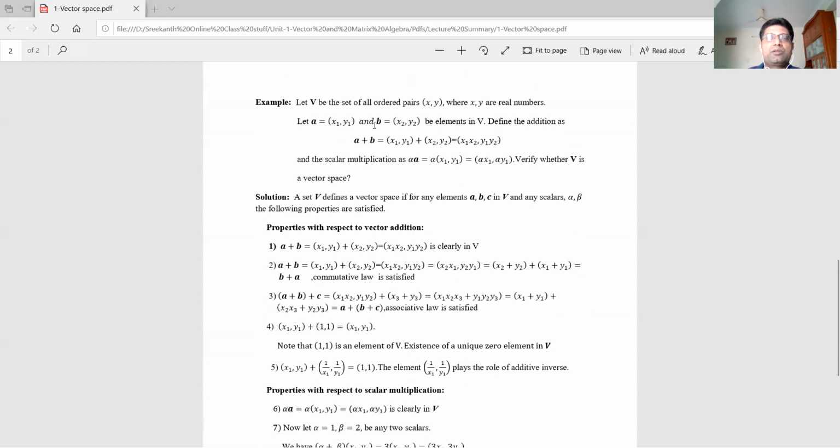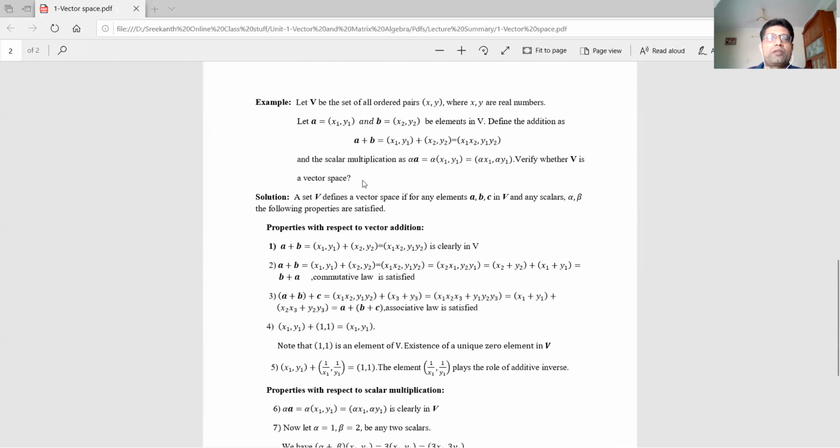V is the set of all ordered pairs in the form of x comma y, where x and y are real numbers, and a and b are two random ordered pairs. With respect to addition, it is defined like this. With respect to scalar multiplication, it is defined like this. Now we have to check whether this V, which comprises ordered pairs, is a vector space or not.